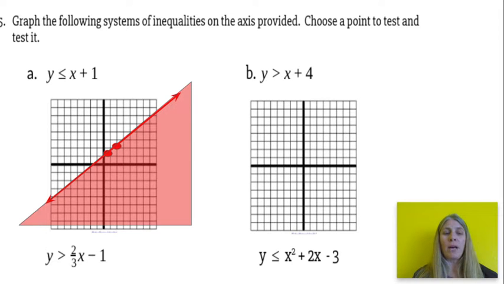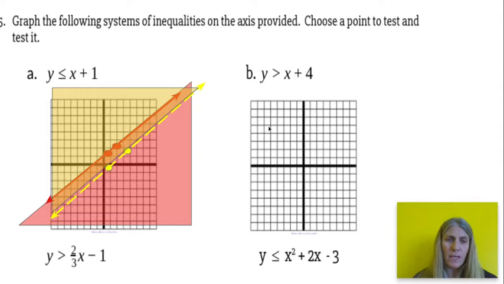So we're going to go ahead and plot a negative 1 for our y-intercept, and then we're going to go up 2 and 3 to the right, and we're going to go ahead and put that line together. It is a greater than, so it is a dashed line, and greater than means above.